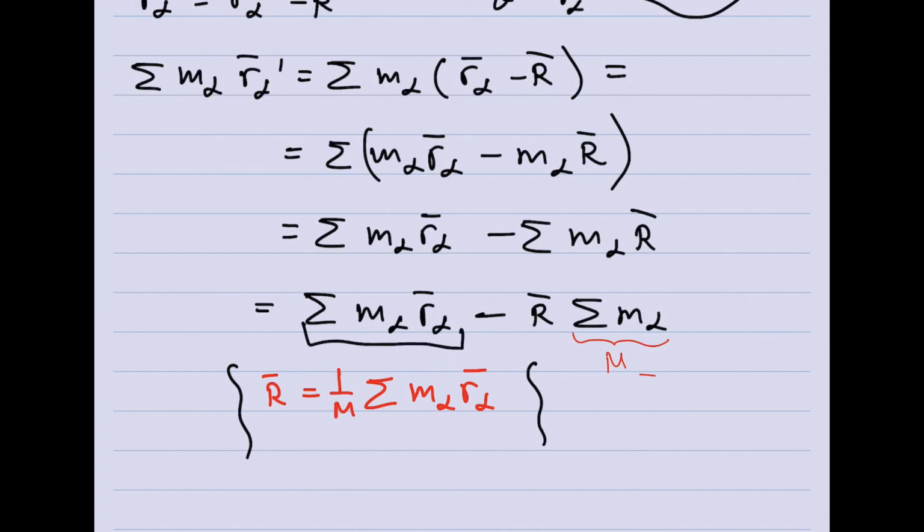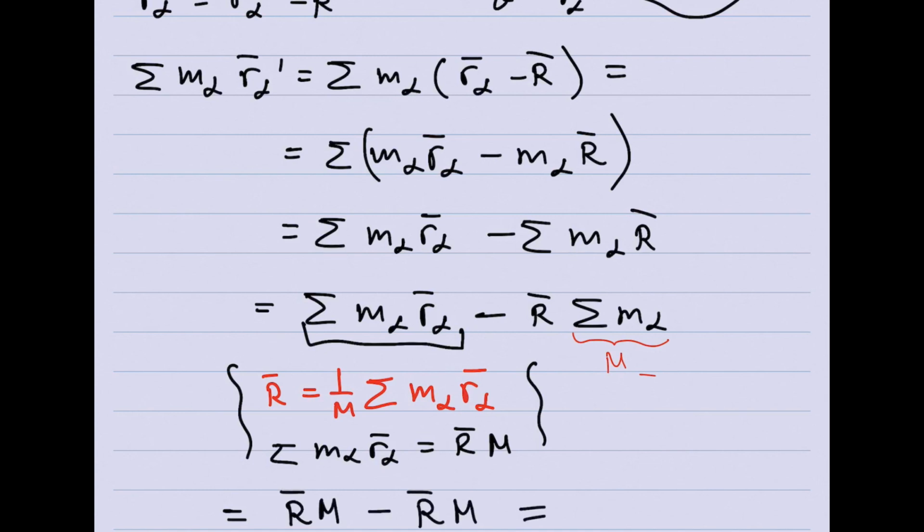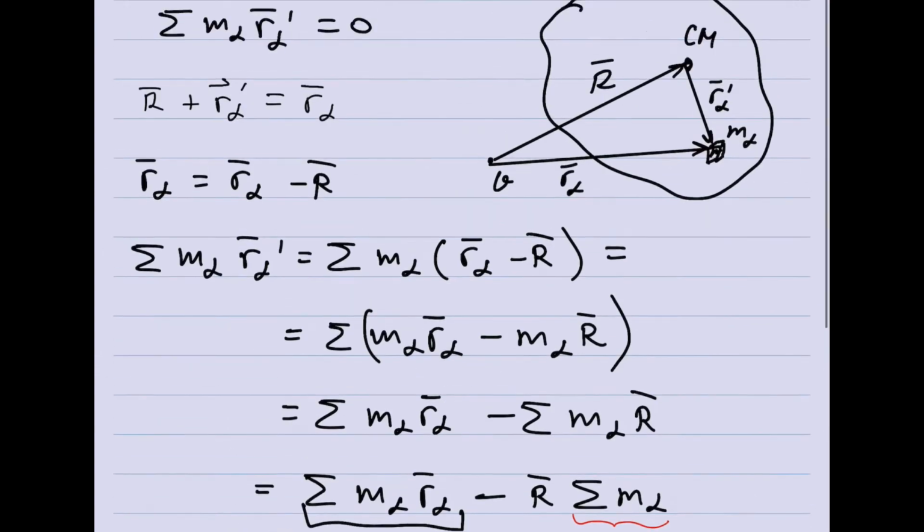If you look at this and this, they are exactly the same. So we can safely say that this sum, I'm marking with a highlighter, equals R times M. If we take that, substitute it in here, and rewrite it, we actually get what we want. And here you go, it's 0. That's it. That's how this problem is done.